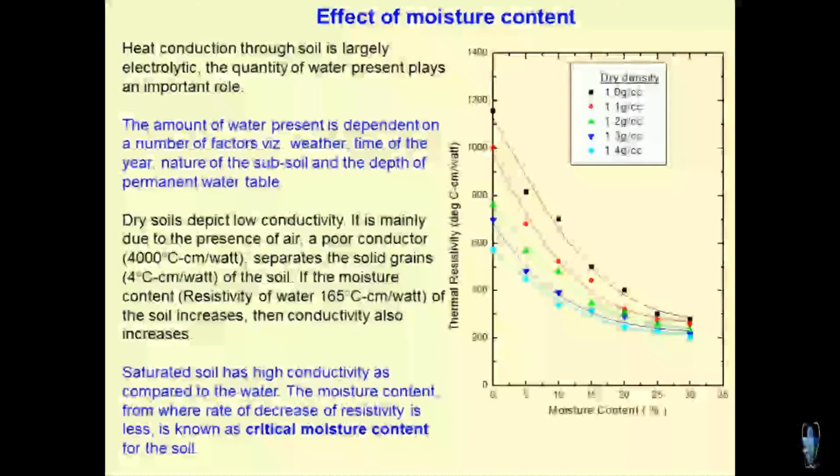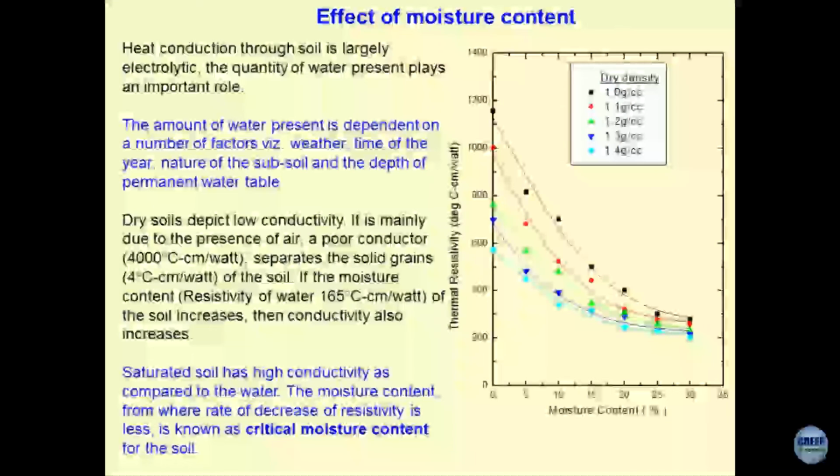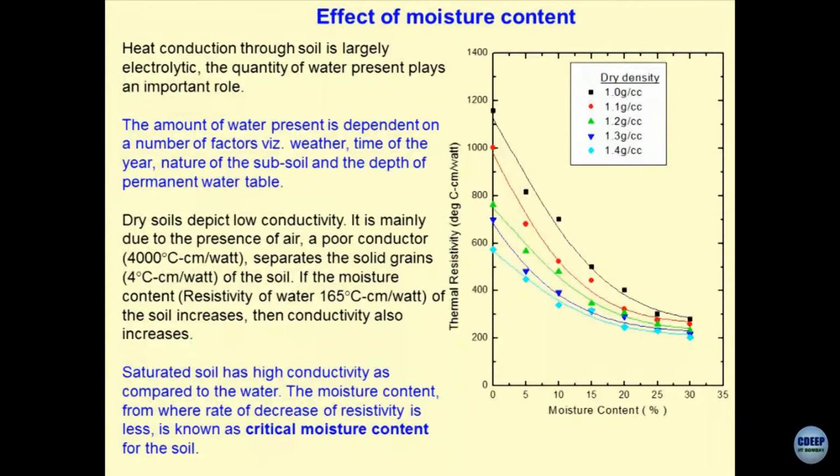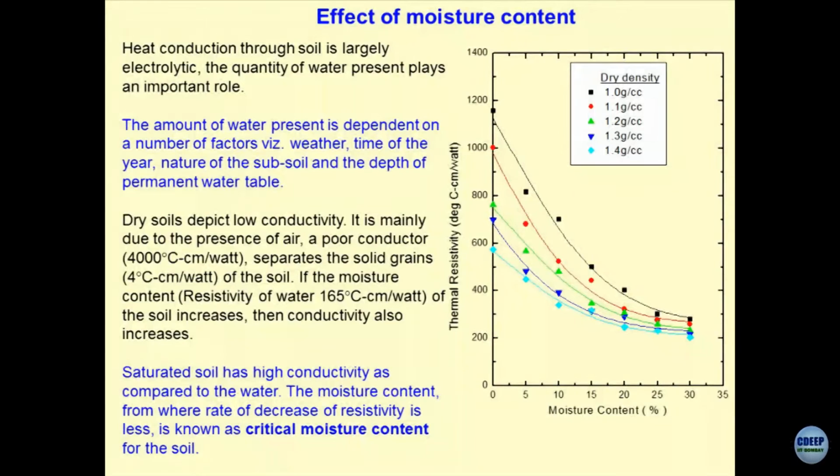So, the effect of moisture content is like this, as I was talking about earlier: when thermal resistivity is plotted with respect to moisture, the trend is that as the moisture content increases, thermal resistivity decreases. Look at the effect of density. The higher the density, the more the resistivity drops. Starting from low density to higher density, the resistivity drops, and then ultimately it converges at a given point, which is around 200 to 400 degrees centigrade centimeter per watt, and this is approximately 165. So, this comes out to be the resistivity of the water.